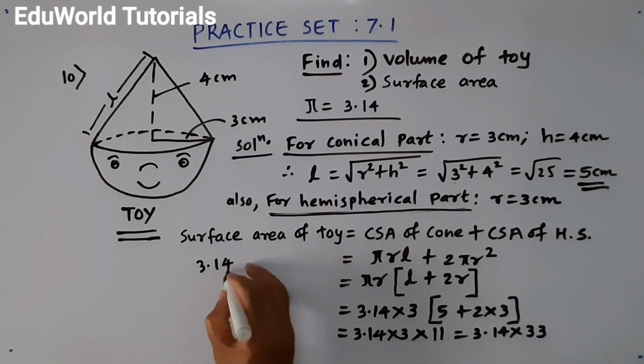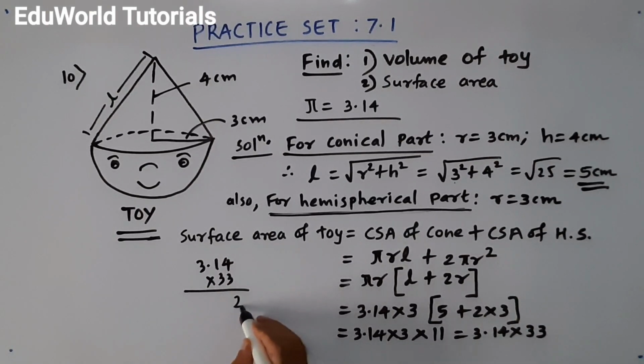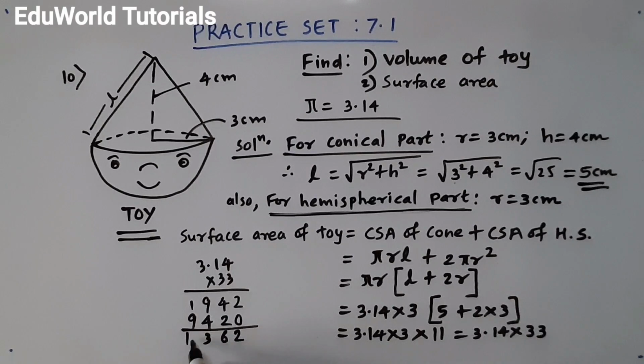3.14 into 33. Same like a two digit number having equal digits. Both the digits are same. 4 threes are 12. 1 carried, 3 ones are 3 and 1 is 4. 3 threes are 9. 0 or cross. Same numbers will repeat, 9, 4, 2. Now adding them, 2, 4 plus 2 is 6, 9 plus 4 is 13, 1 carried, 10. The decimal point is to be kept after 2 digits from the back side.